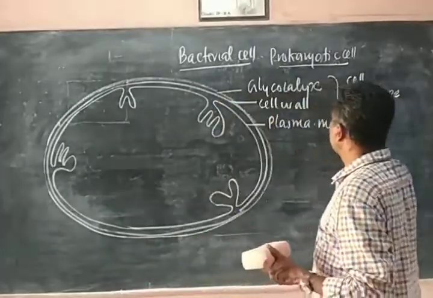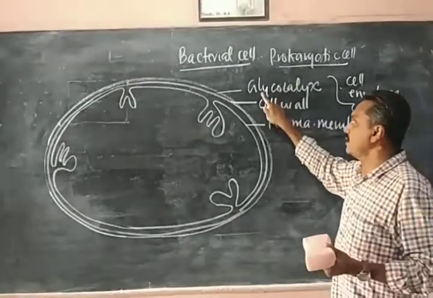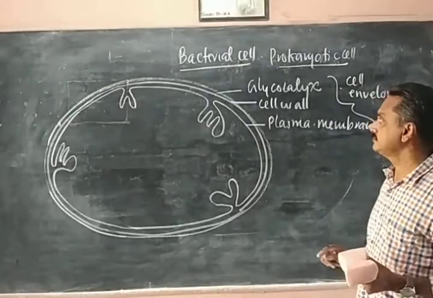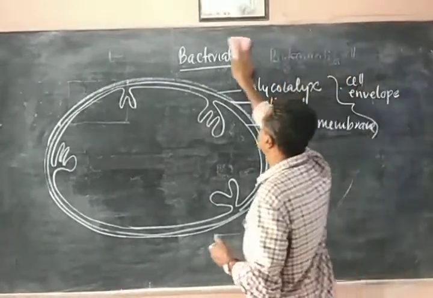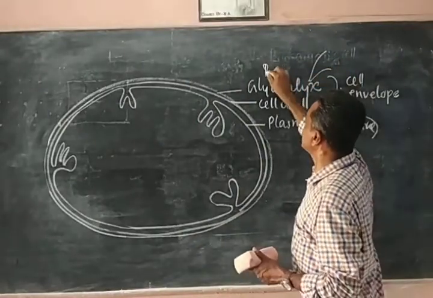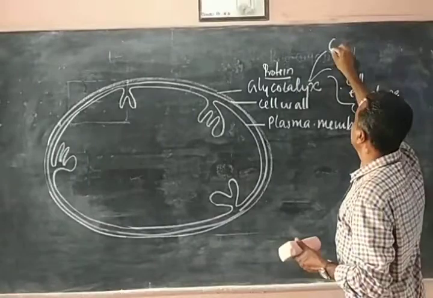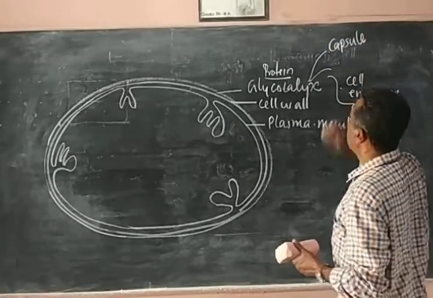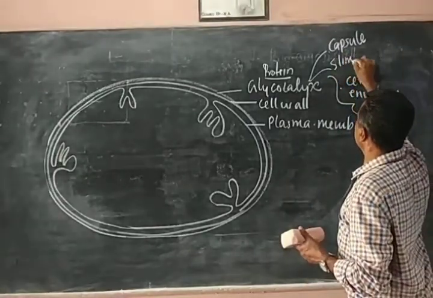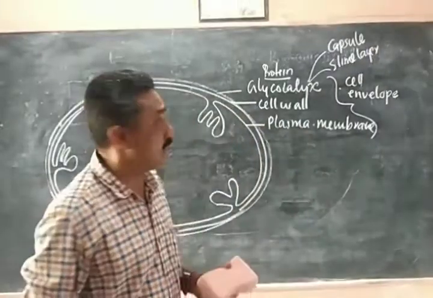That thick covering is called cell envelope. Envelope means covering, having 3 layers. The outer layer is called glycocalyx. Inner to that there is the cell wall. Inner to that there is the plasma membrane. See, this glycocalyx is of 2 types. Sometimes the glycocalyx is made up of proteins. In some bacteria it is hard in appearance, called a capsule. And in some bacteria it is very loose in appearance, called a slime layer.